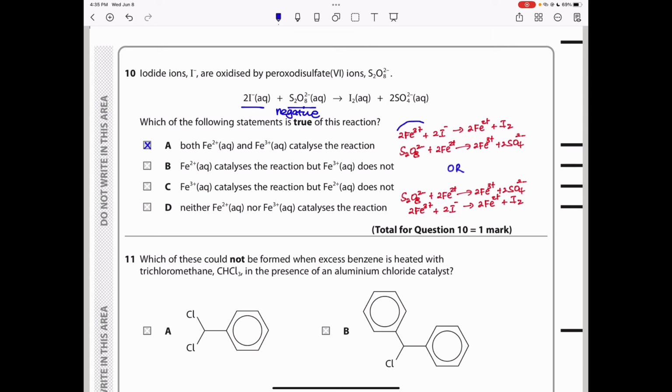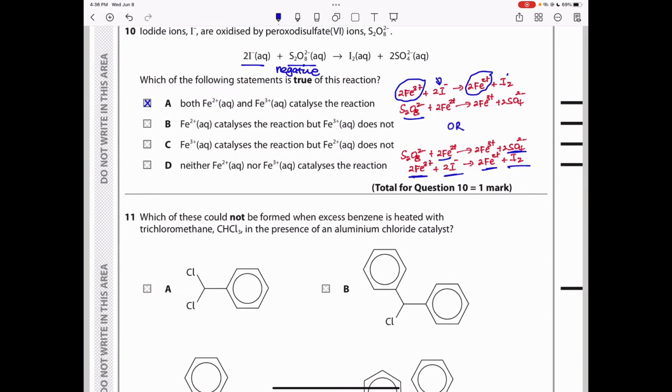If iron 3 is used as a catalyst, it's going to react with iodide, converting it to iodine and producing iron 2. Then iron 2 will react with the peroxydisulfate, converting it to sulfate, as well as regenerating the catalyst, which is iron 3. Or if we started off with iron 2 as the catalyst, it will react with the peroxydisulfate, producing iron 3 and sulfate, and then the iron 3 will react with the iodide, producing iodine, and then regenerating the catalyst, which is iron 2. So here the correct answer should be A.